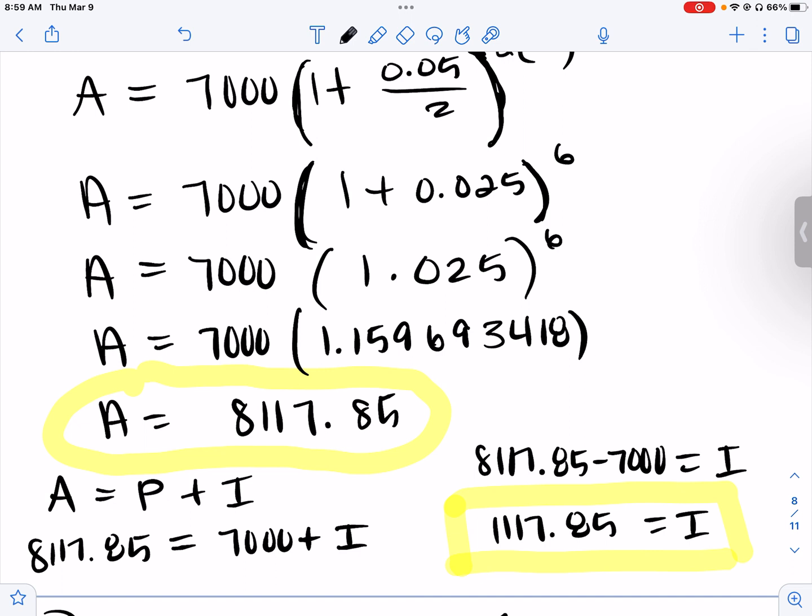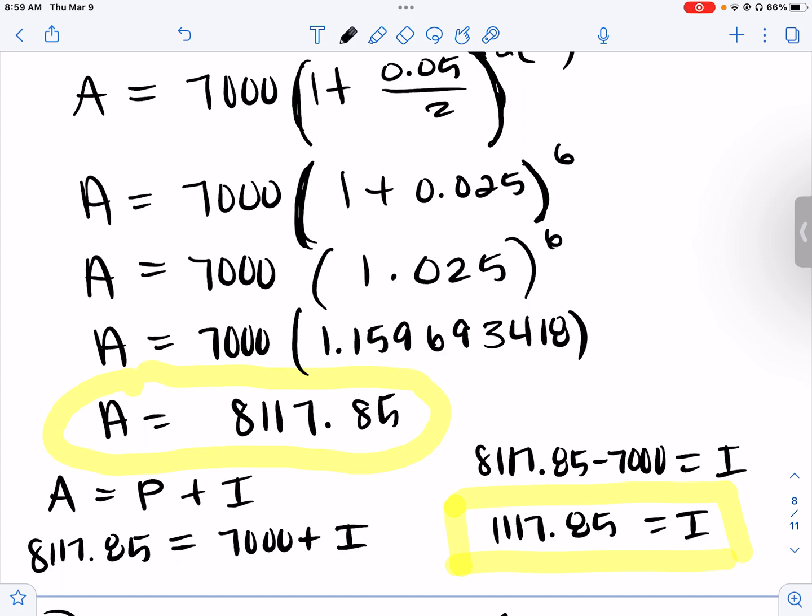Do not round that, or else you won't get it exactly right. Do not round. Write down all of those decimals, okay? Then you multiply that by 7,000. So that gives us A is 8117.85. Okay, that's part of the answer.